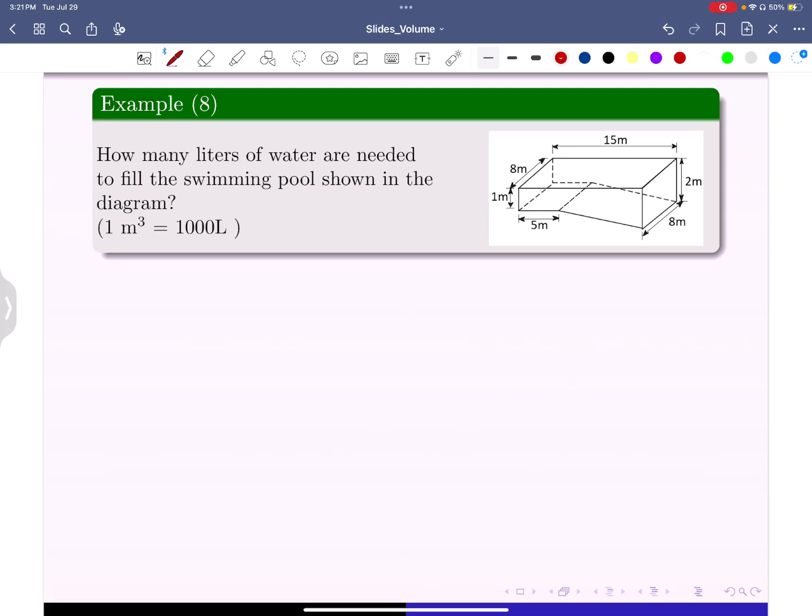Example 8. How many liters of water are needed to fill the swimming pool if 1 meter cubed is 1000 liters? So this swimming pool, as shown in the diagram, we would divide into two shapes. The first shape is the rectangular box, and then this is the other figure, right? So the volume of the box is very easy to calculate. We would have width times length times height. So we multiply all three. So the volume 1 would be 1 times 5 times 8. So in that case it is 40 meters cubed. So this is the volume of that box here.